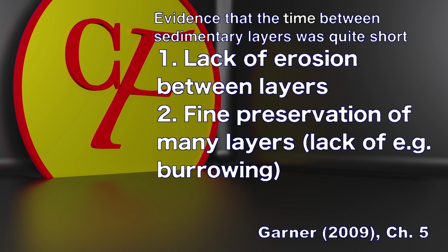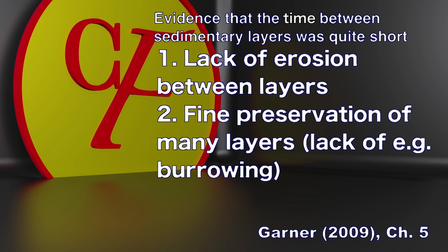Well, the individual turbidite layers certainly are. I think we can come back to the question about the potential time gaps between the layers, because that's a very important point. Quite often, where we expect evidence of missing time, we don't really see it. You have evidence that the time between sedimentary layers was quite short. One, lack of erosion between layers. Two, fine preservation of many layers. Lack of, for example, burrowing.